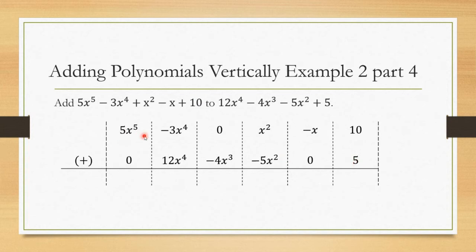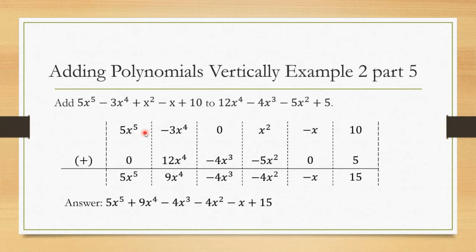So we do that. Anyway, we get 5x to the 5th, right? We add minus 3x to the 4 plus 12x to the 4, right? That is 9x to the 4. 0 plus minus 4x cubed, that's minus, remember we're adding here, minus 4x cubed, x squared, yeah?